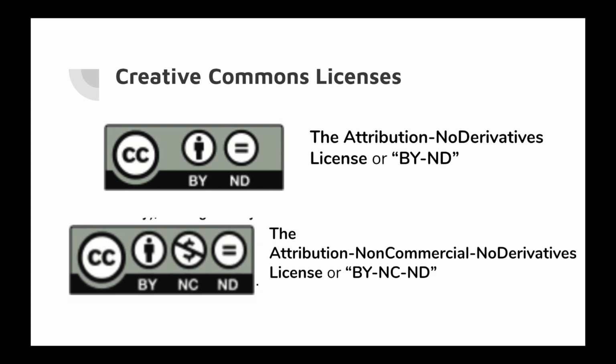The Attribution No Derivatives License, or BY-ND, allows individuals to use the unadapted original work for profit as long as they give credit to the creator. The Attribution Non-Commercial No Derivatives License, or BY-NC-ND, allows individuals to use the unadapted original work as long as they give credit to the creator and as long as they are not using the work to gain a profit.